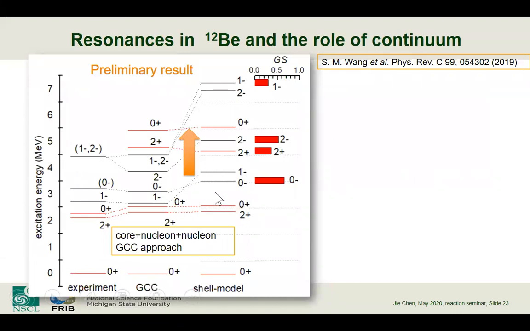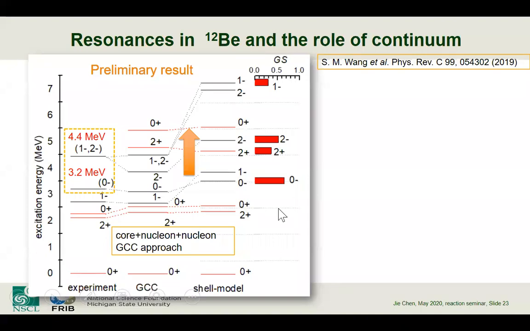strongly reduces the excitation energy of some of the excited states, especially for these weakly bound states or resonances. And our experimentally observed 2 states seem to agree with their calculation of the 0 minus state for the 3.2 MeV state and the 1 minus or 2 minus state for this 4.4 MeV state.